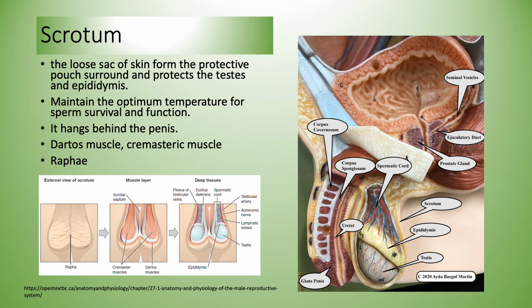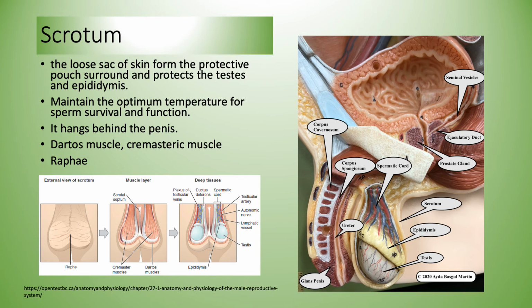Scrotum. It's a loose sac of skin that forms the protective pouch and surrounds and protects the testes and epididymis. The scrotum skin is highly pigmented and contains muscle, and does not have a subcutaneous fat layer. This protective pouch not only surrounds and protects the testes and epididymis, but maintains the optimum temperature for sperm survival and function. It hangs behind the penis.